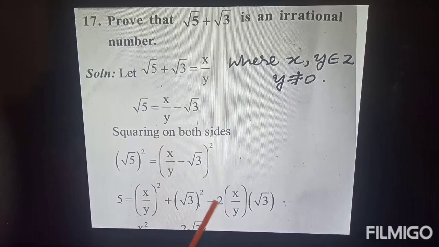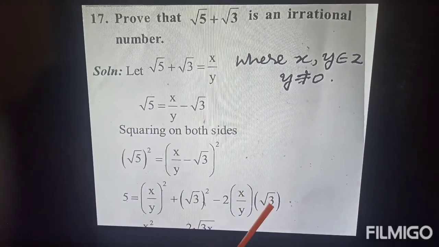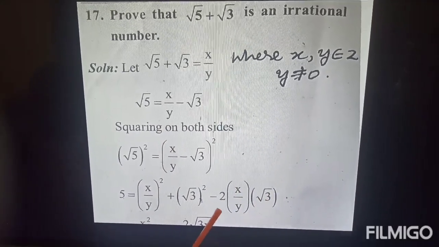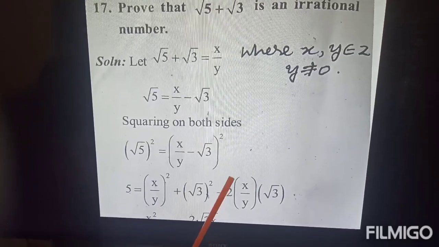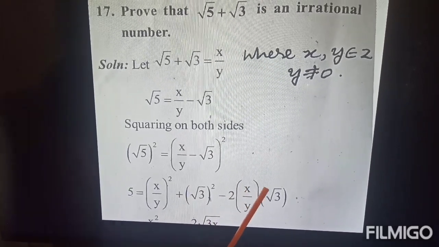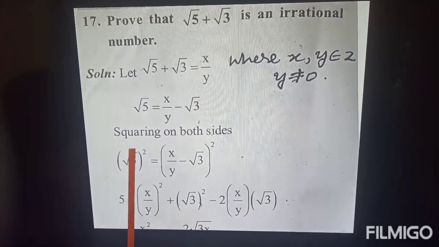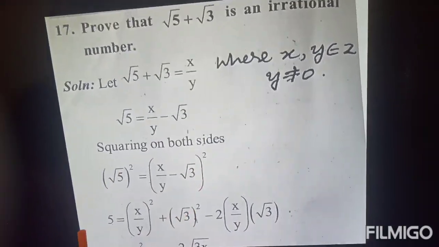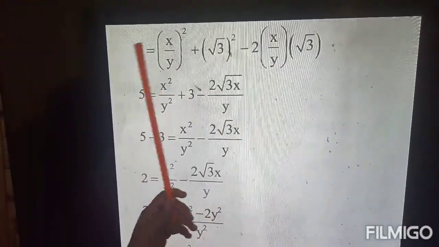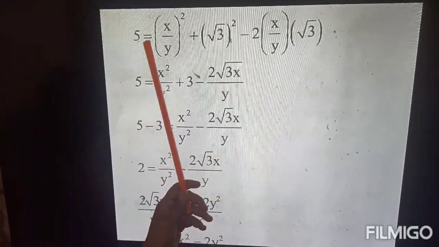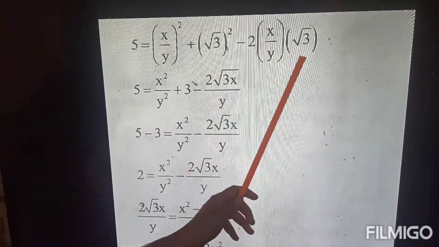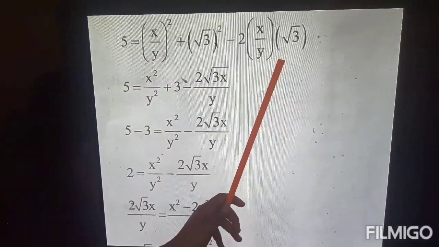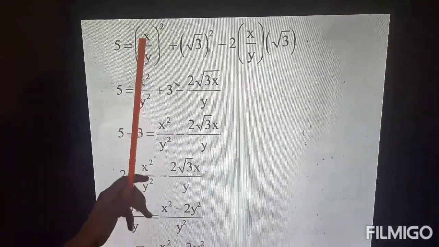What is the first term here? x by y. The second term is root 3. Then it becomes minus 2 into x by y into root 3, according to the a minus b whole square formula. Understood now? This is according to the a minus b whole square formula. We expanded this. Now I have to simplify.